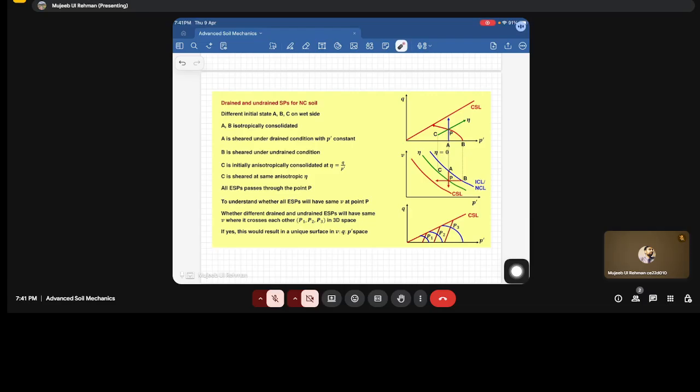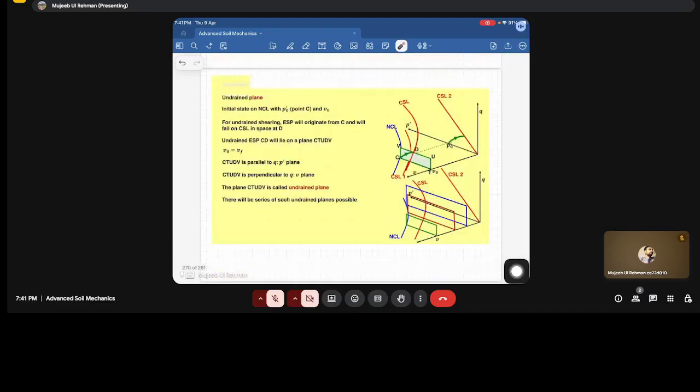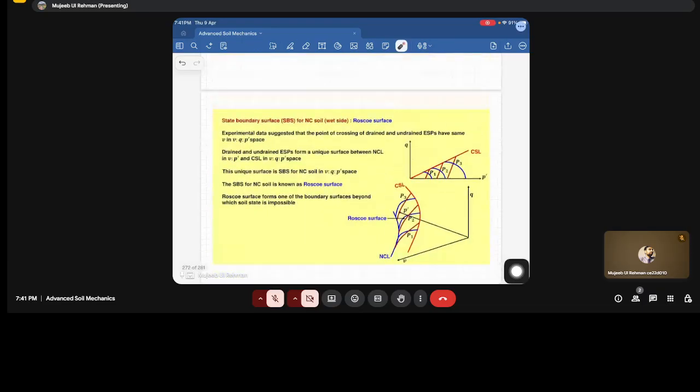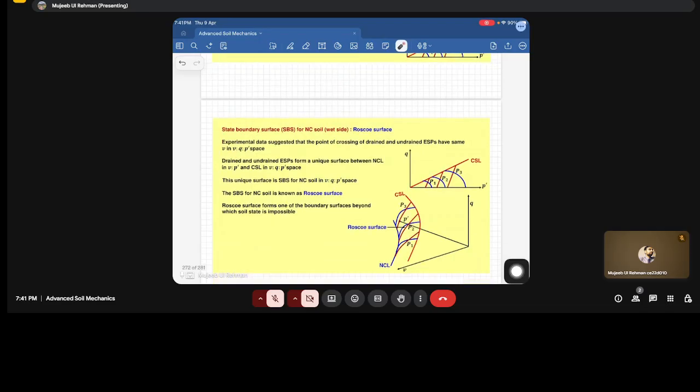Can we call it a bound on this surface on the wet side of the CSL? We will see that. We call it the state boundary surface for the NC soil on the wet side, and that is called the Roscoe surface. Experimentally, it has been found that the points of crossing of drained and undrained ESPs have the same specific volume in V Q P dash space. So P1, P2, P3 are the points of crossing of this ESP and TSP.